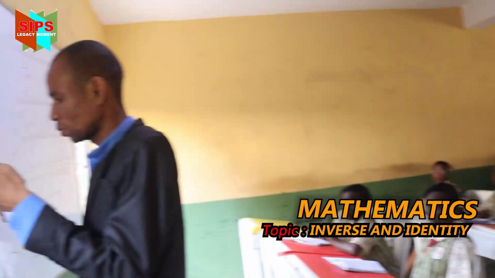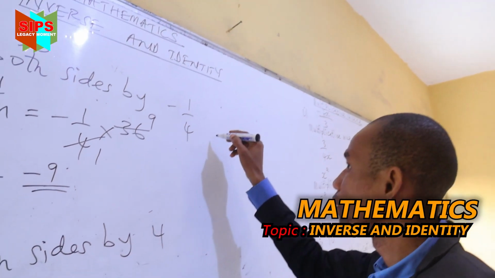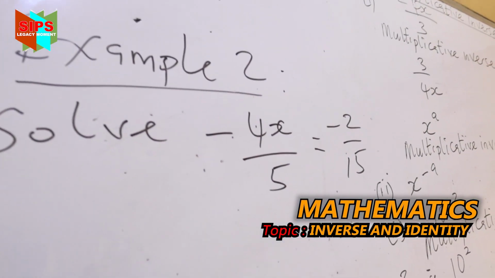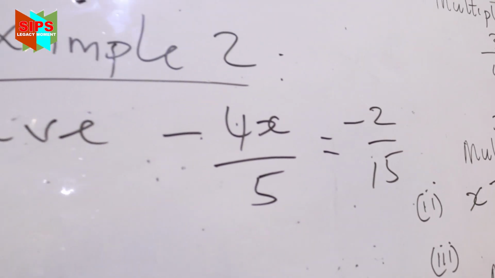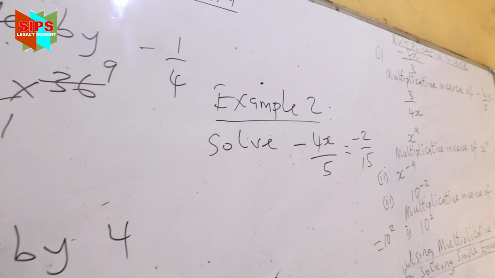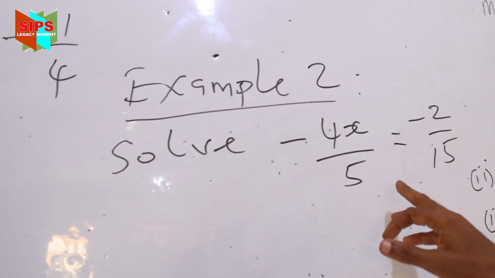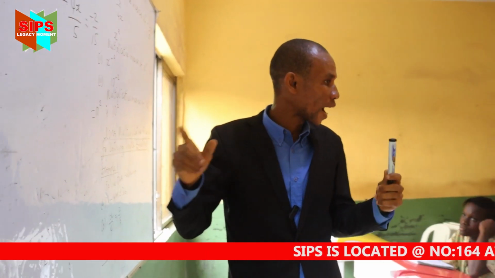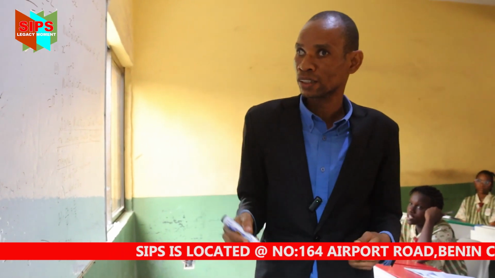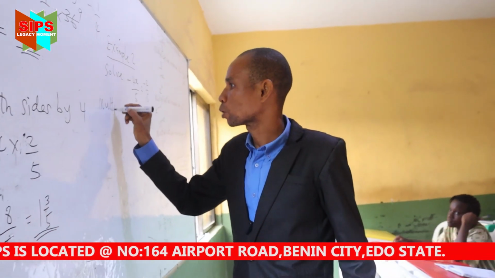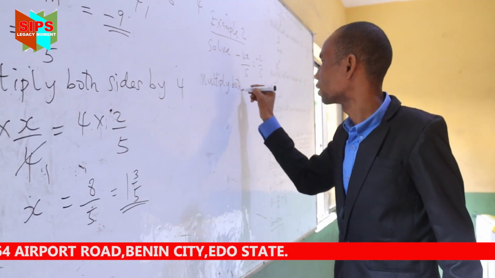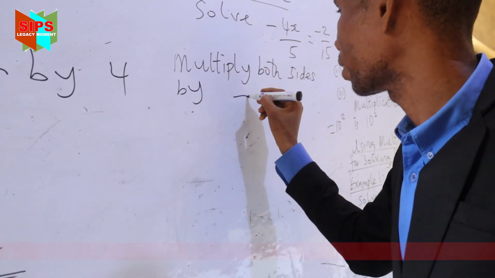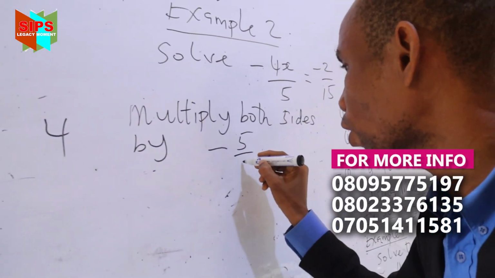For example 2, for this particular one, we are made to understand that we should solve minus 4x all over 5 is equal to minus 4 over 15. So the multiplicative inverse of minus 4x all over 5 is written as minus 5 all over 4x. So multiply both sides by minus 5 all over 4.